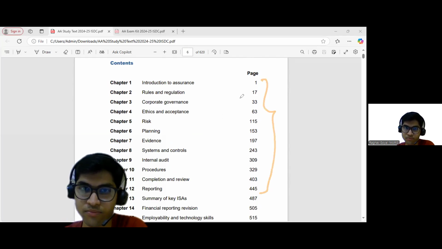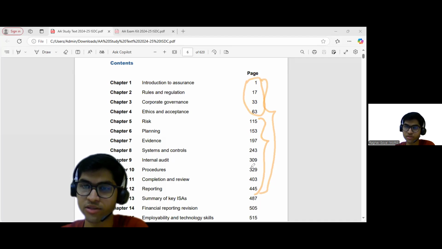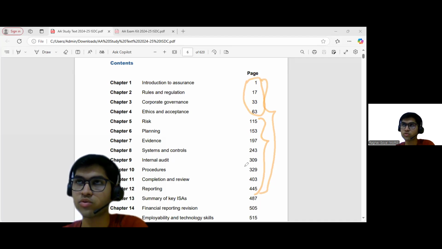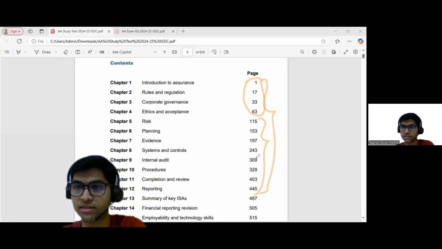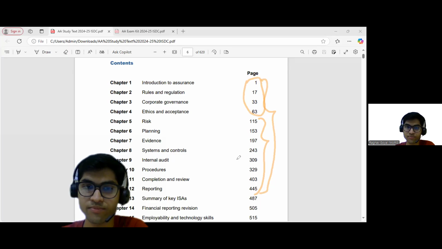Of these 12 chapters, the first four are basically tested in your MCQs, that is section A for 30 marks. Then these are the chapters which are tested for your section B 70 mark questions. Even in the 70 marks, we have a split of 30, 20, 20, with each question comprising several sub-questions, for example of 7 marks, 8 marks, 5 marks, like that. We will see that later in the exam kit.